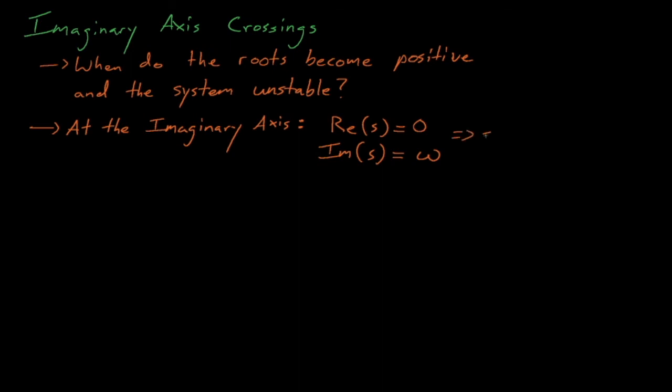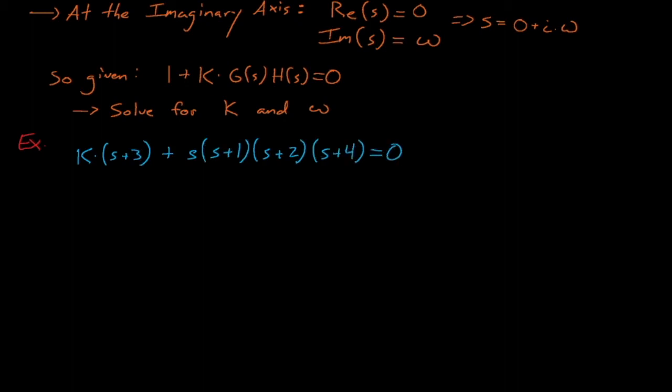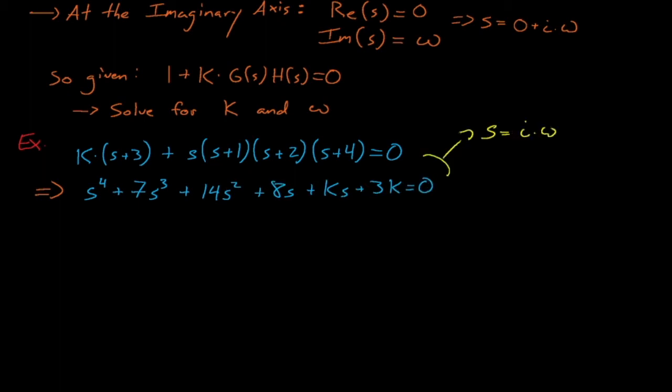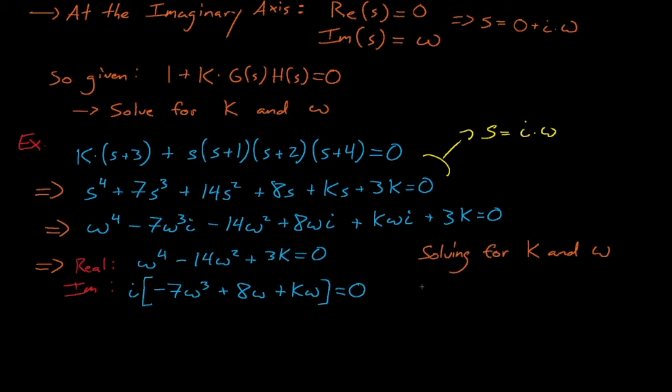So since we know the general form of s, we can substitute it into our characteristic equation, which equals 0 again, and then solve for the values of omega and k. For a previous example, simplifying out our fractions gives us this expression for the characteristic equation, and we then substitute in s equals i times omega. We can simplify this expression and separate out the real and imaginary terms, which must both equal 0. We can then solve these two simultaneous equations for omega and k, which in this case, we find that omega equals 1.59 and k equals 9.65.